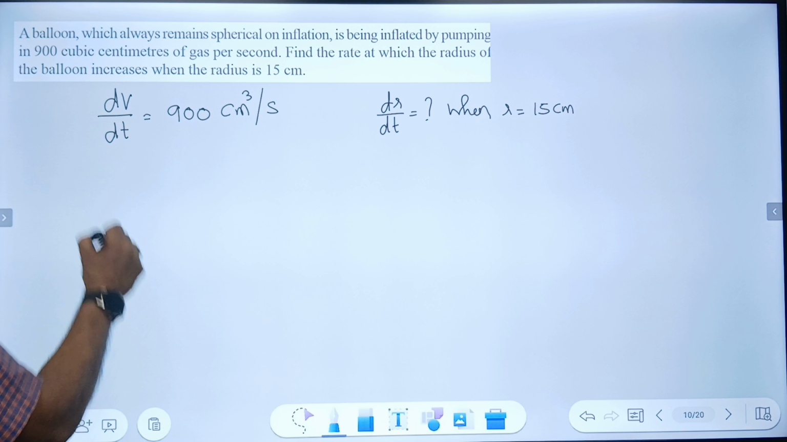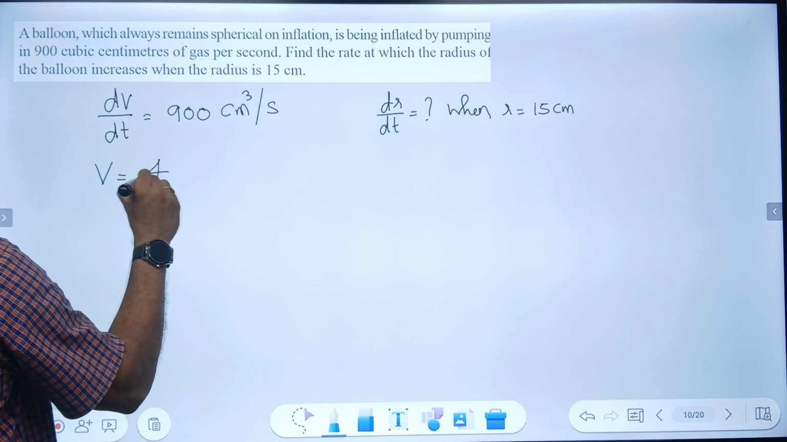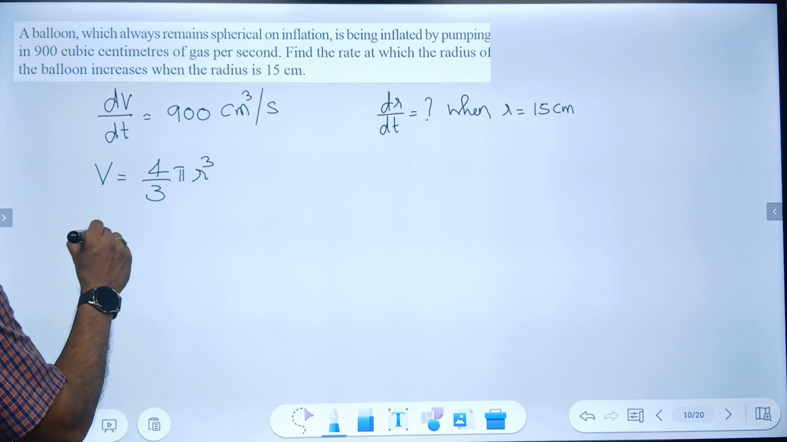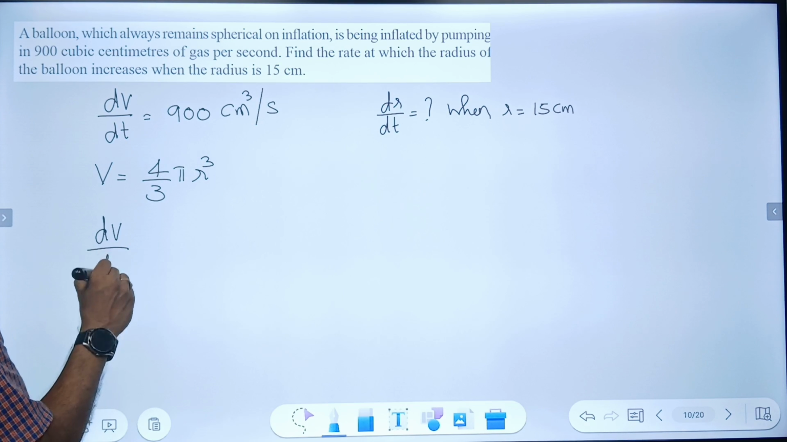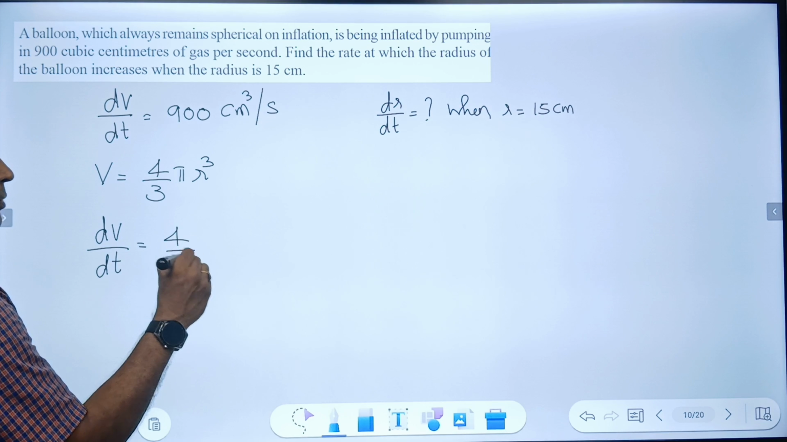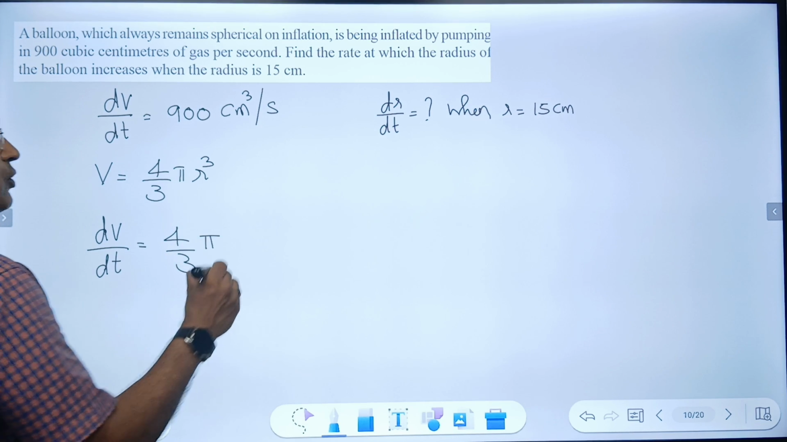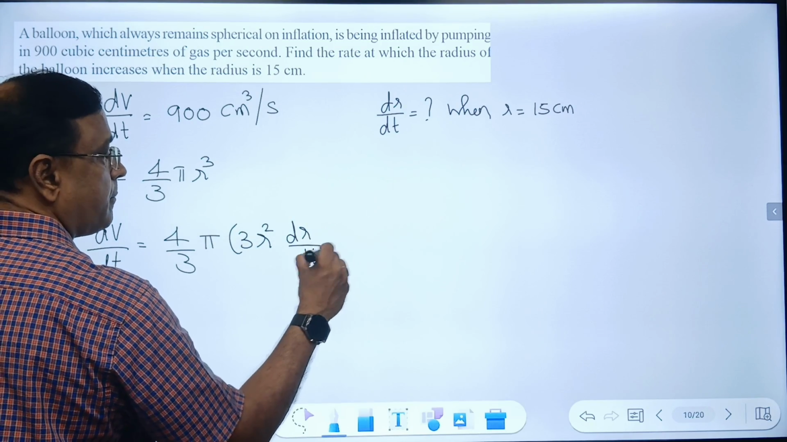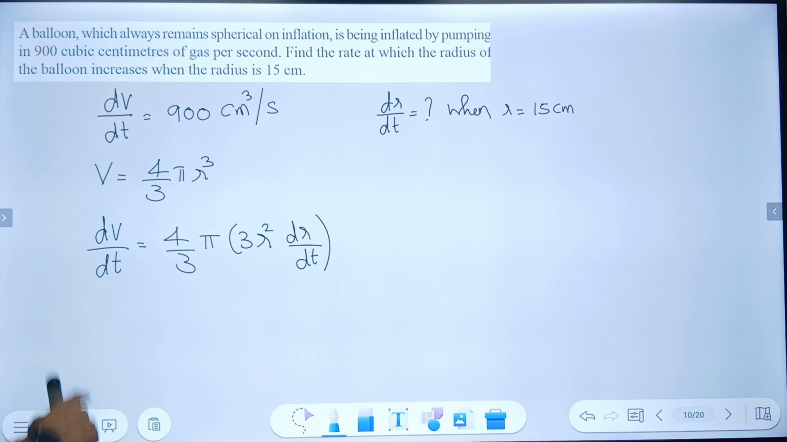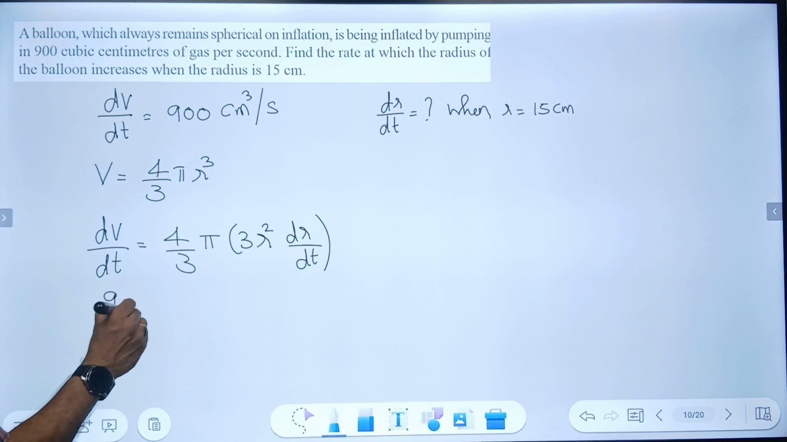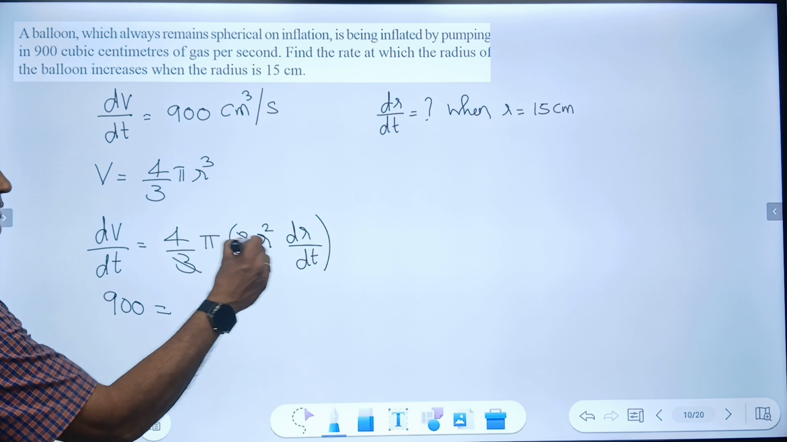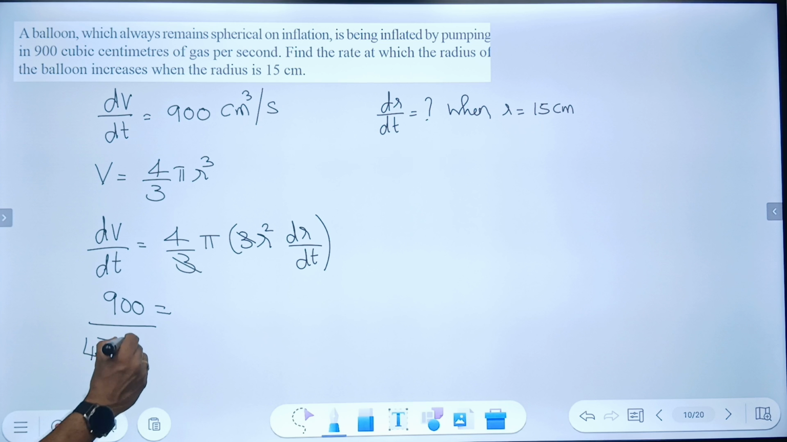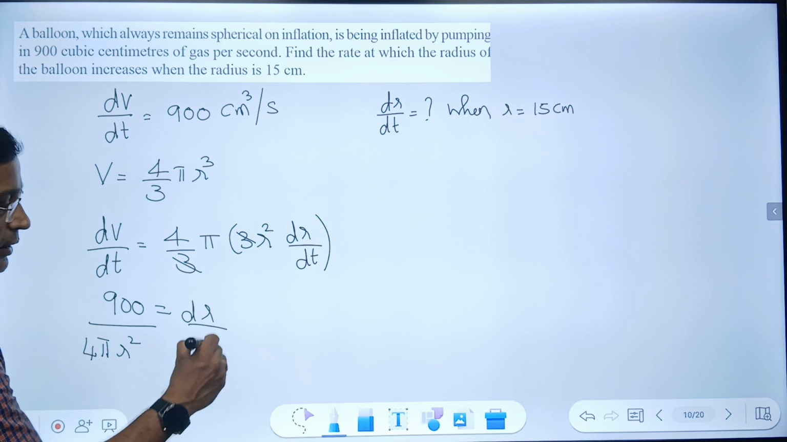Now what is the volume of a spherical balloon? It is nothing but 4 by 3 pi r cube. Now differentiate. What is dV by dt? dV by dt will be 4 by 3 pi, differentiation of r cube will be 3 r square dr by dt. Now what is dV by dt given as? dV by dt is given as 900, equal to, 3 gets cancelled, so you get 4 pi r square dr by dt.